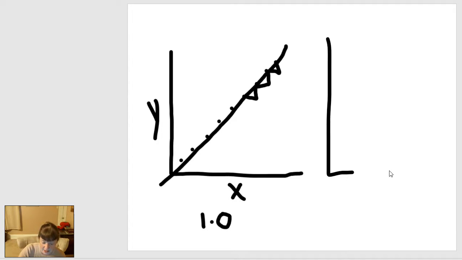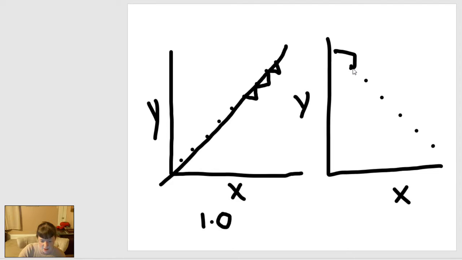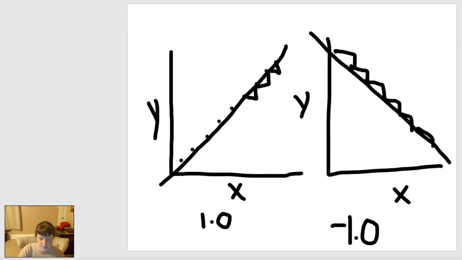You can have a perfect relationship in the negative direction. As X goes up, Y goes down. On and on and on. And if I drew a straight line through these data points, it would be a perfectly straight line, and the correlation would be a perfect negative 1.0. And that is how you can then interpret a correlation. The closer it is to positive 1 or negative 1, the stronger the relationship is.